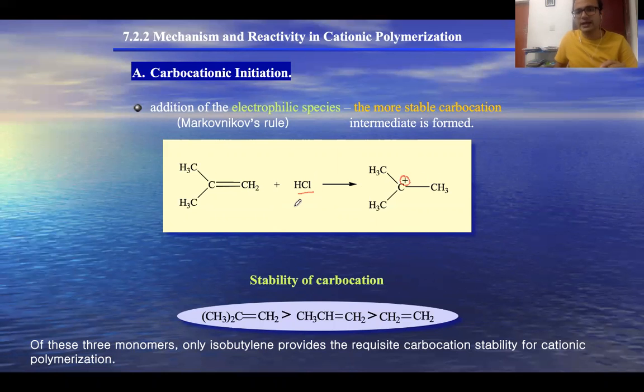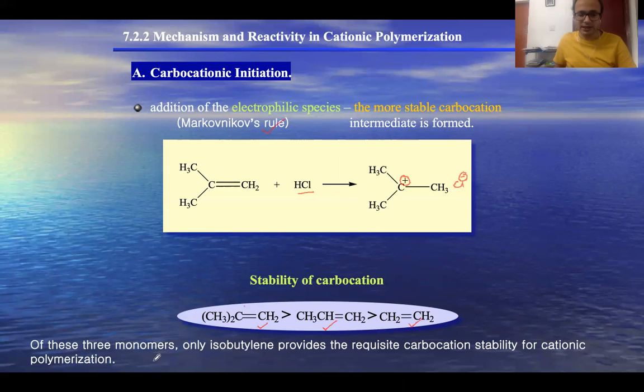Now the addition of H plus follows exactly the Markovnikov's rule that you are pretty aware of. The counter ion in this case would be Cl minus. If you compare these three different types of vinyl monomer, it's pretty easy to understand that the carbocation generated here would be the most stable, because it is stabilized by hyperconjugation via six sigma CH bonds. However, in this case only three, and here we have no such stabilization.